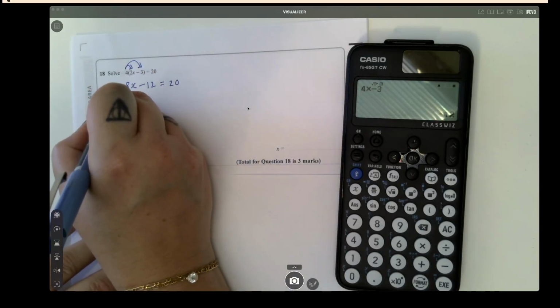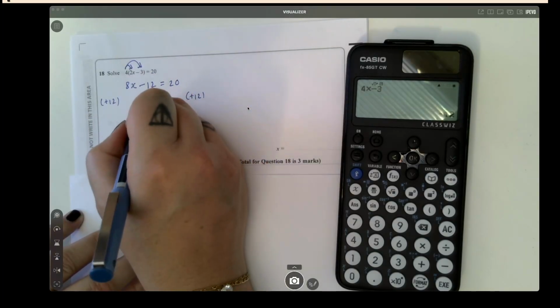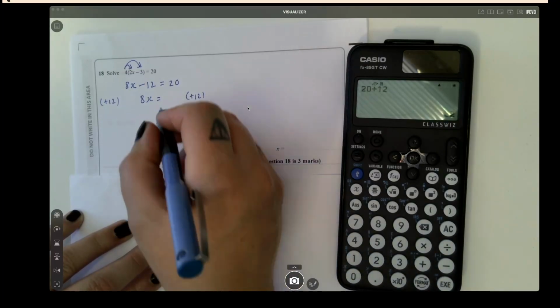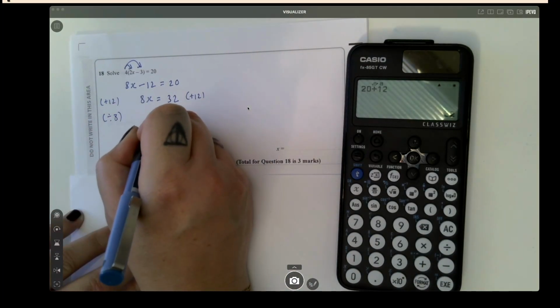Now I'm going to add 12 to both sides to do the inverse of subtract 12. So 8x equals, use your calculator if you need to, it's not a problem. And then I'm going to divide by 8.